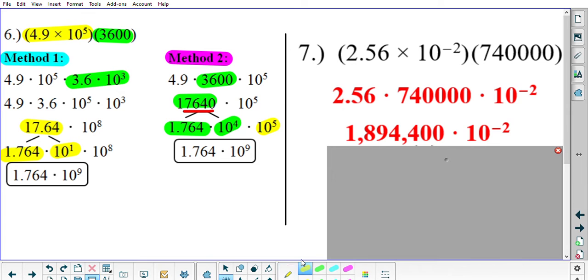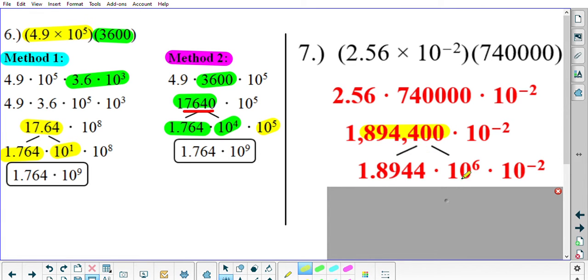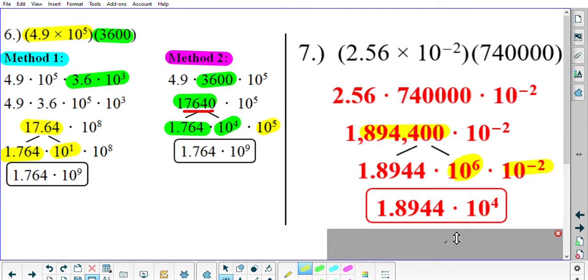So I need to put the decimal point after the 1. So that means there are 1, 2, 3, 4, 5, 6 digits that I have to account for after that decimal point. So that's why it is times 10 to the 6th power. Now, 10 to the 6th times 10 to the negative second, you would add the exponents, but actually you're going to subtract in your head because it's a positive and a negative. So that's going to give you 1.8944 times 10 to the 4th power.